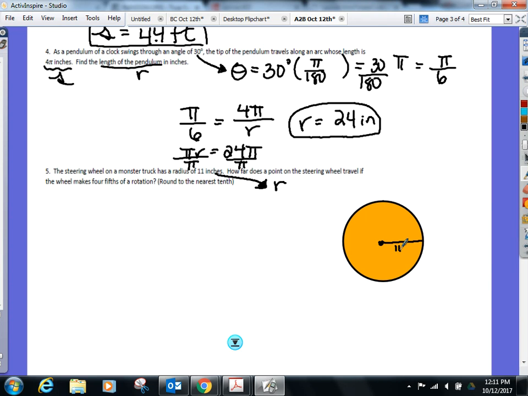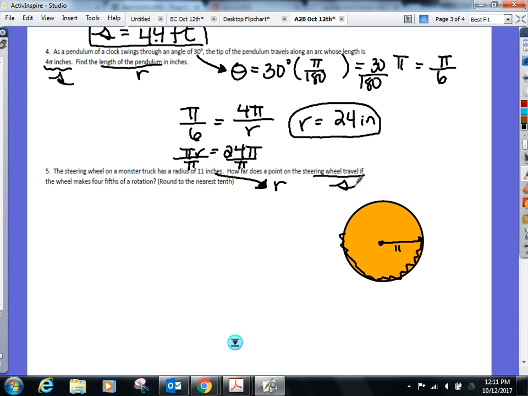All right, let's get going. Let's finish this one. Sorry for the delay. So I have R, and how far does a point on the steering wheel travel? So what am I asking you guys to look for? How far a point on the steering wheel travels? S. Yeah, I'm looking for S here. But here's the problem. What is not also here? Theta. I don't know the angle, but I think you guys can help me find it. What's the other key piece of information here? The wheel's going to make 4/5 of a rotation.